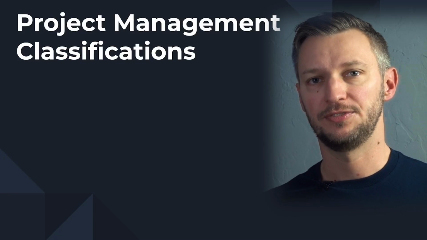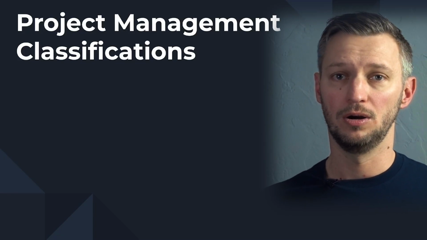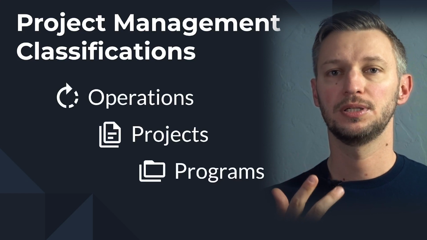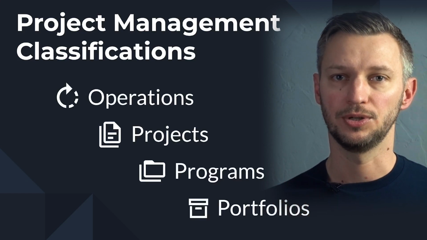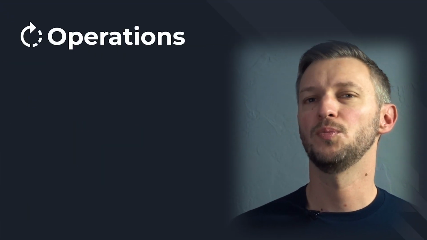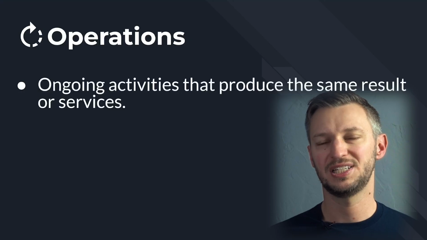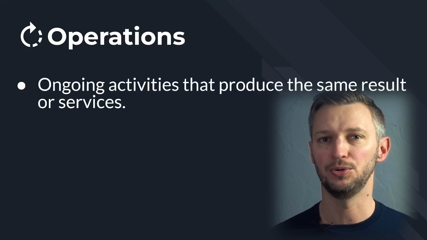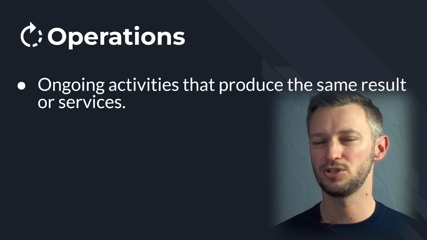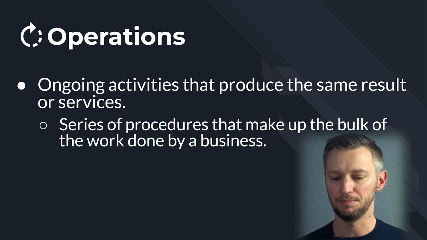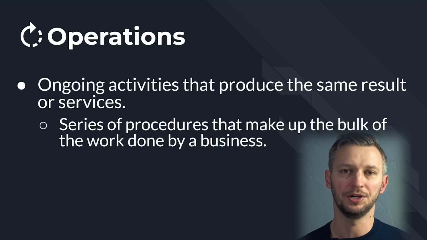The different types of classifications that I'm talking about are operations, projects, programs, and portfolios. Let's look at the differences between those four things and what each of them mean. The first one we're going to look at is operations. This type of work is made up of ongoing activities that in the end produce the same results or service every time. They are the series of procedures that make up the bulk of what a company regularly does.